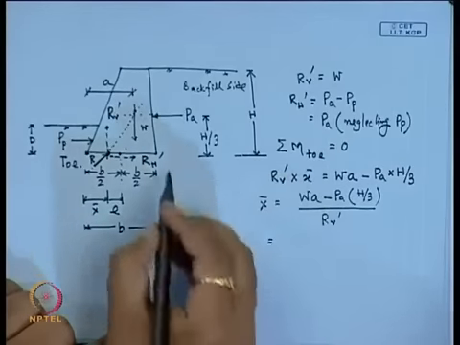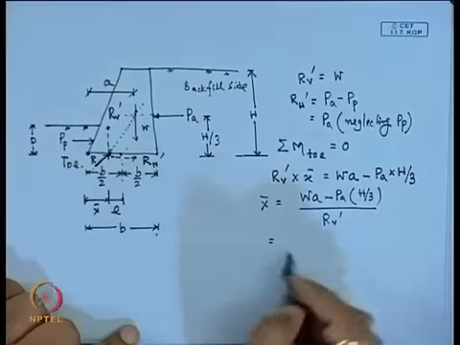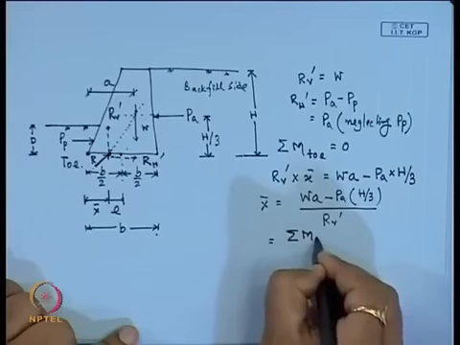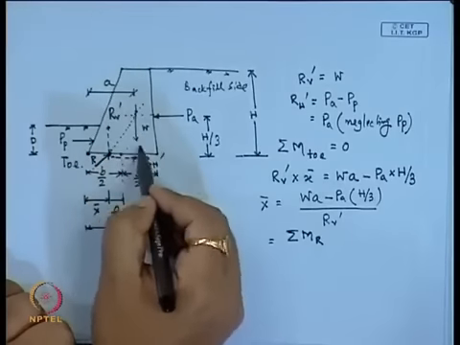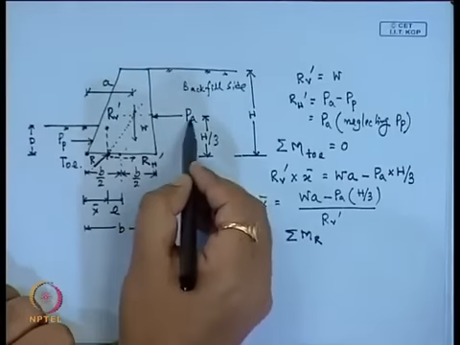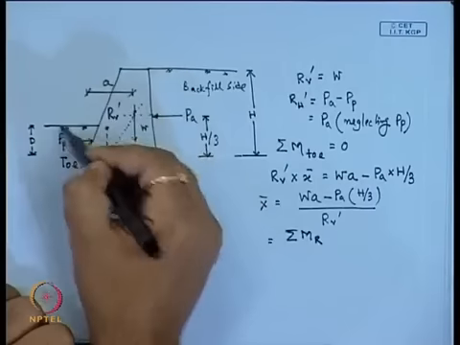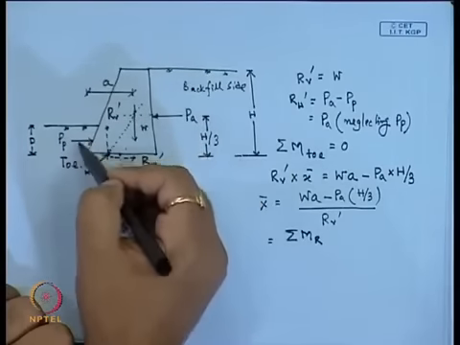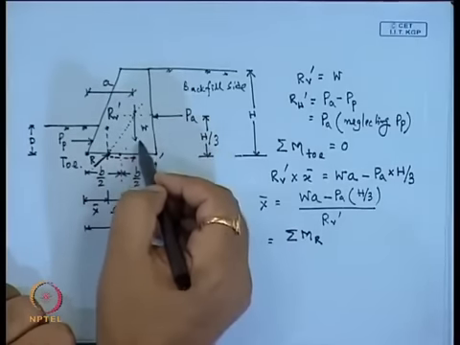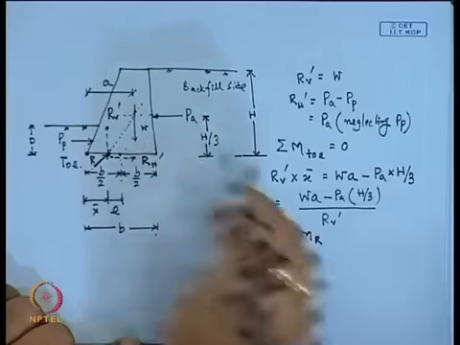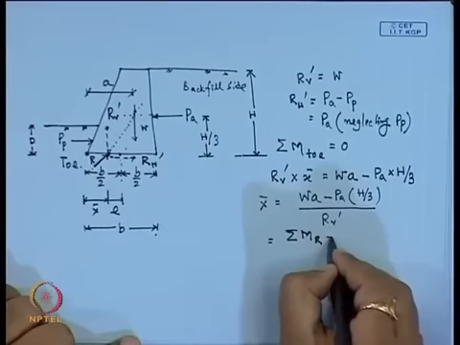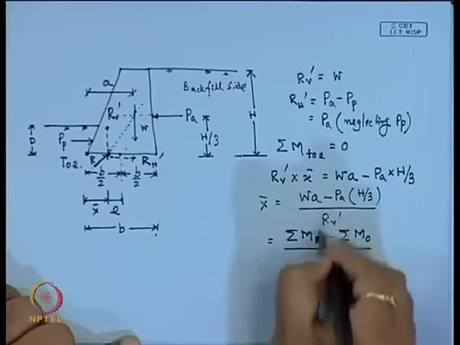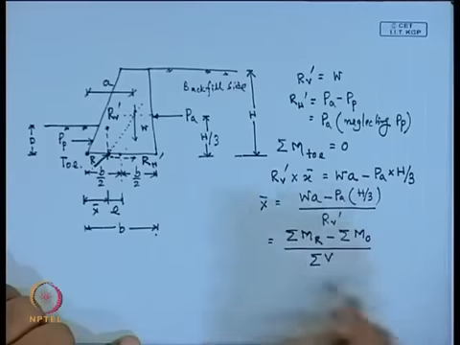We can write this in the general form. W a is the summation of all moments giving resistance, because this weight is actually giving the resistance, and P A is trying to overturn this retaining wall. It is pushing from this side and trying to overturn the retaining wall, and the weight of the retaining wall is basically providing the resistance. So that resistive moment, minus the summation of the overturning moment M o, divided by the summation of all the vertical forces. So these are the vertical forces.